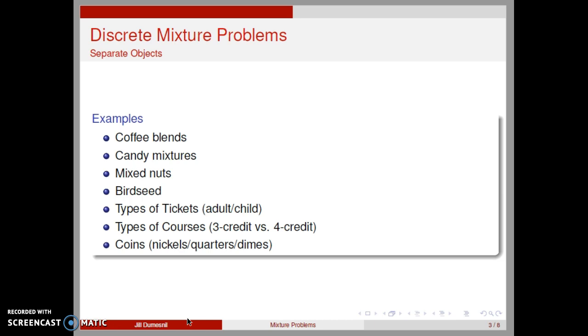If we know there's a mixture of nickels and dimes adding to a certain amount, and we know the total number of coins, we can use algebra to determine how many coins of each type are present. This list is by no means exhaustive, but it gives us a good idea of the variety of discrete mixture problems you may encounter.